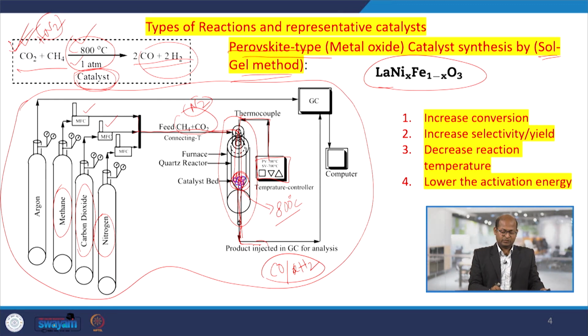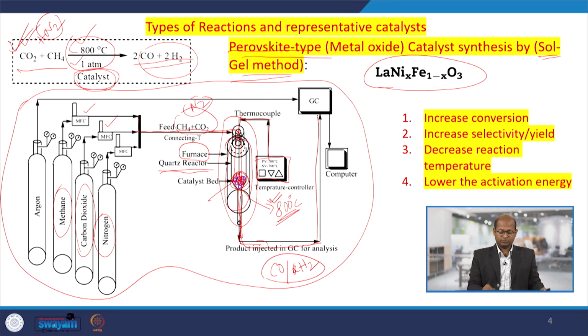Here we have to maintain the temperature and place the catalyst. Outside there is a furnace; we have used a quartz reactor, placed inside the furnace, and through that furnace we can maintain the temperature. We can also maintain the pressure and place the catalyst, and once the system is ready, the product will come out.